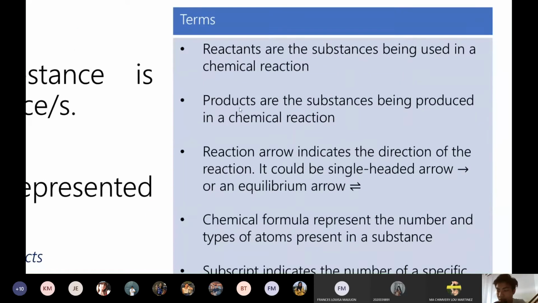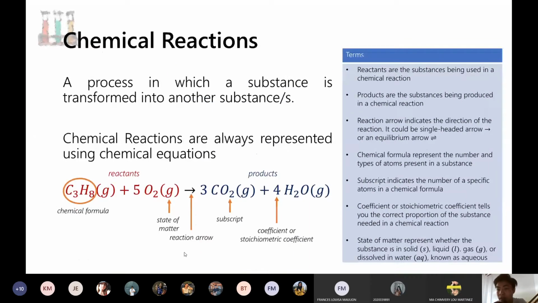However, other than the single-headed arrow, we can also have a double-headed arrow, which we call the equilibrium arrow. Kung titignan nyo yung arrow, may papunta sa right, may papunta sa left. No? So there are two directions in which your reaction can occur. No? So it could proceed to the product side or proceed to the left side. So what do we mean by that? No?